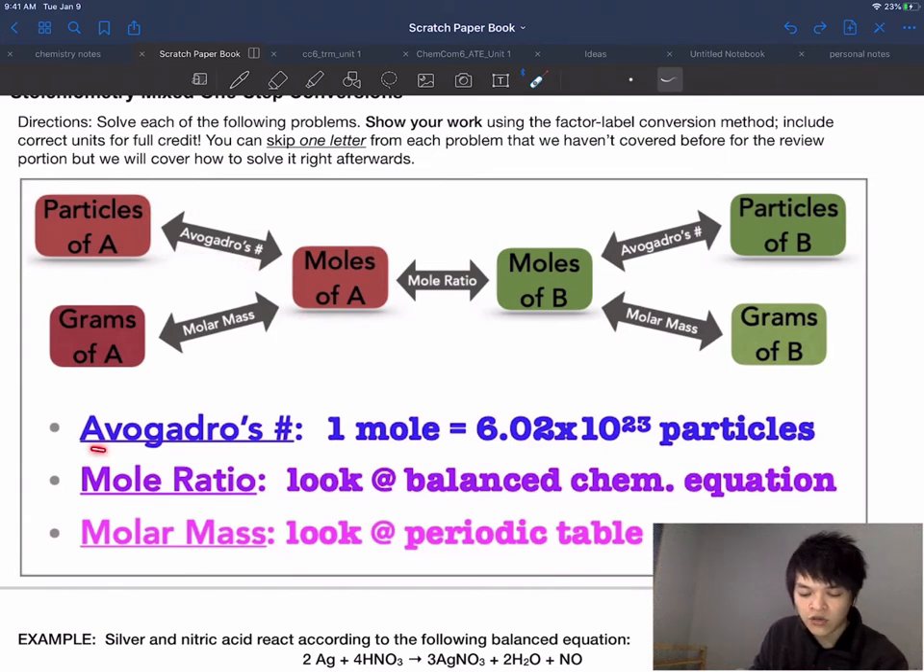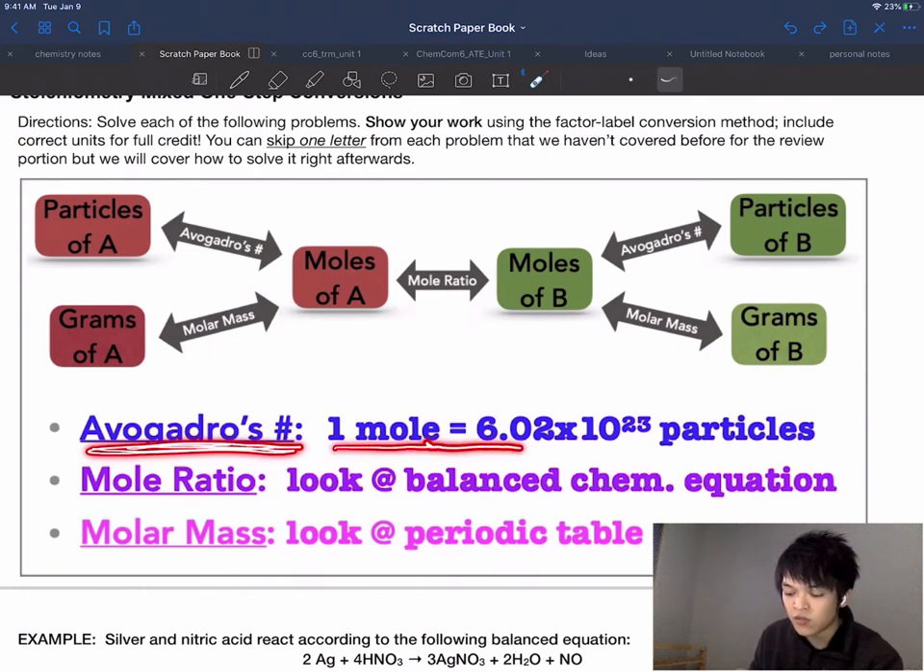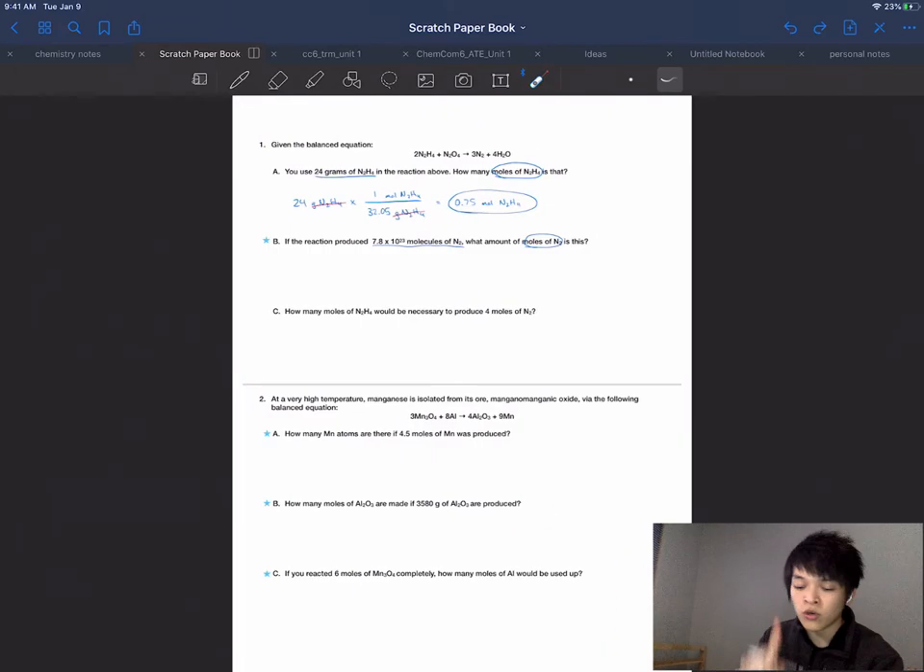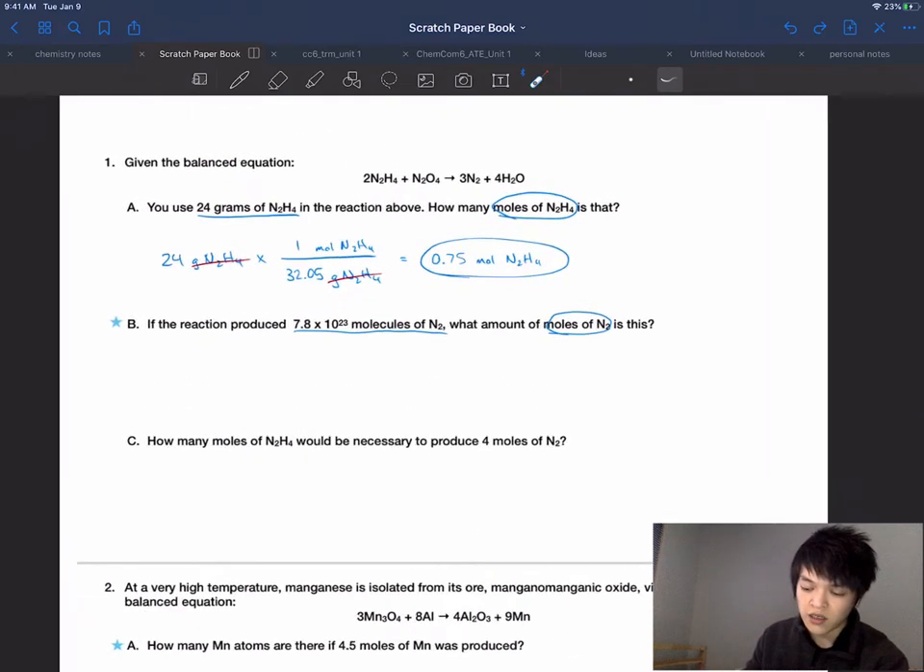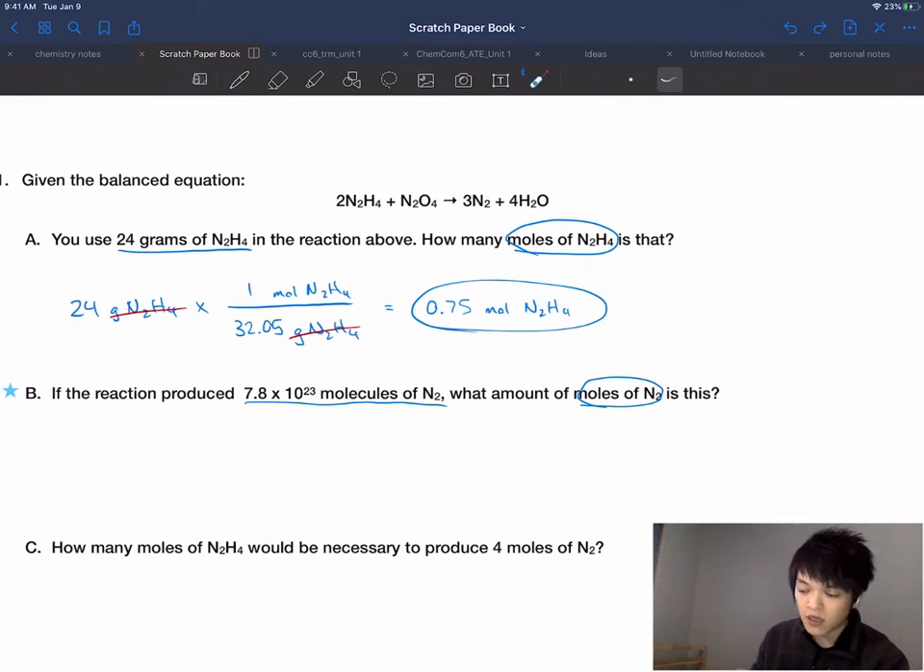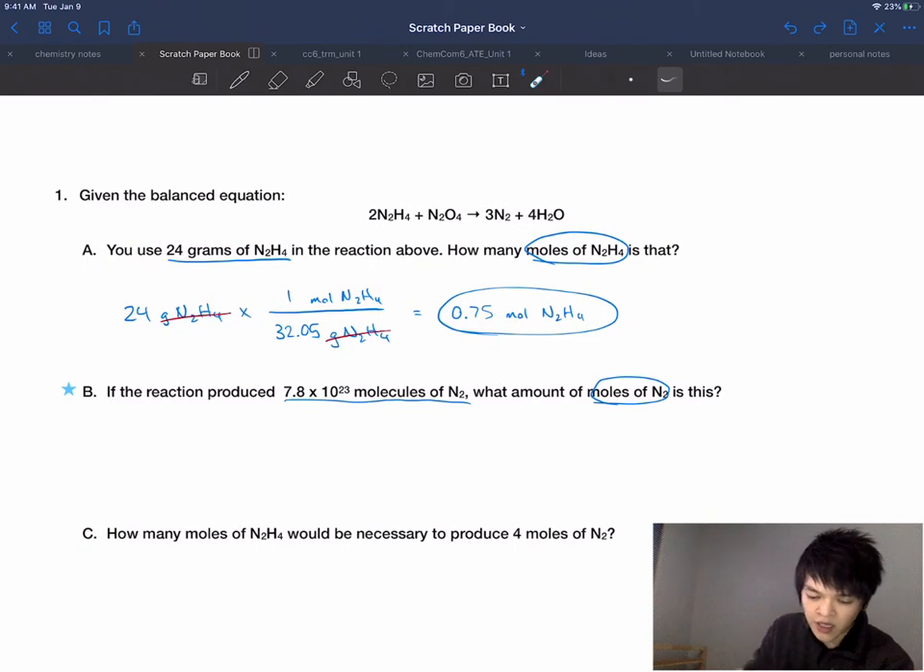This involves Avogadro's number. If you have Avogadro's number, or the conversion factor, 1 mole of that substance is 6.02 times 10 to the 23 of that thing, okay? So it's a huge number. 1 mole of anything is a huge amount. All right, so let's see, what do we got here? Write down what we underlined.